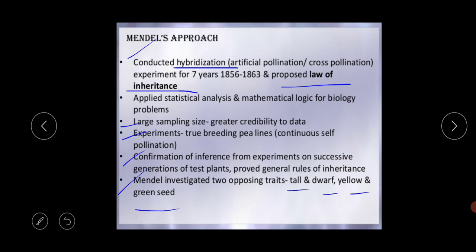So I am repeating again, what is the experimental approach of Mendel? It was Mendel's methodology during the investigation of the inheritance pattern. It includes mathematical logic and statistical analysis of the data, and along with all those things, his experiments had a large sampling size that gave greater credibility to the data that he collected. So this was Mendel's approach towards his experiment.